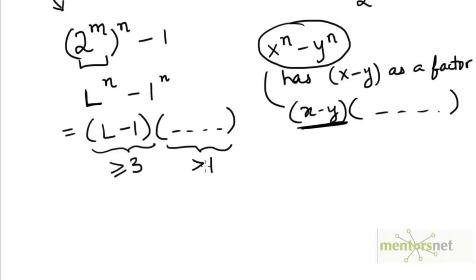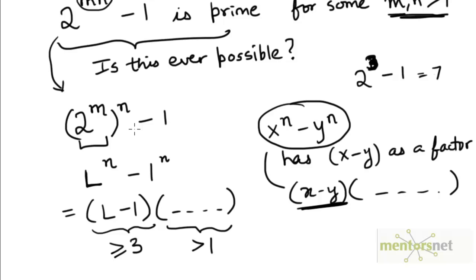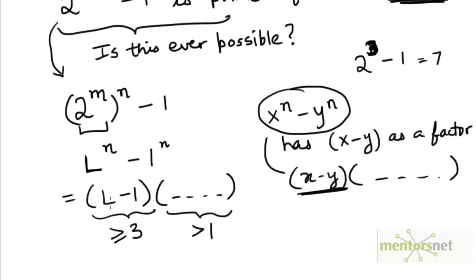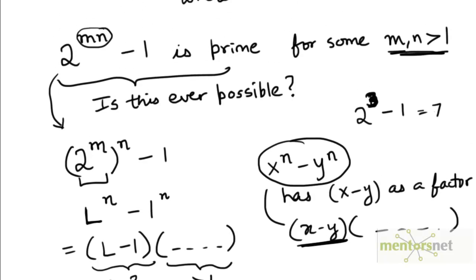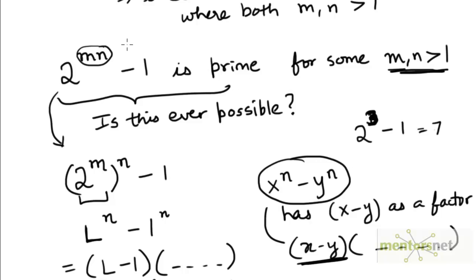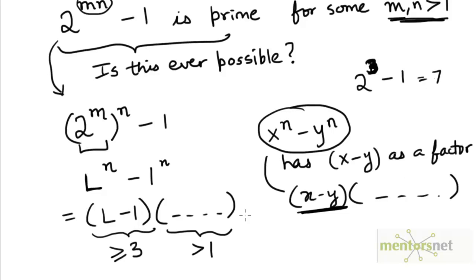In fact, arguably this number has to be larger than 5, because the least possible value of L is 4. The least possible value of n is 2. 4 squared is 16 minus 1, which is 15. So this value must be at least 15. So if this number is greater than or equal to 3, this number has to be greater than 1. What that means is that 2 to the power mn minus 1 can be expressed as the product of two numbers, both of which are greater than 1. This means 2 to the power mn minus 1 cannot be prime, because it can be expressed as the product of two numbers, both of which are greater than 1. So we get a contradiction.